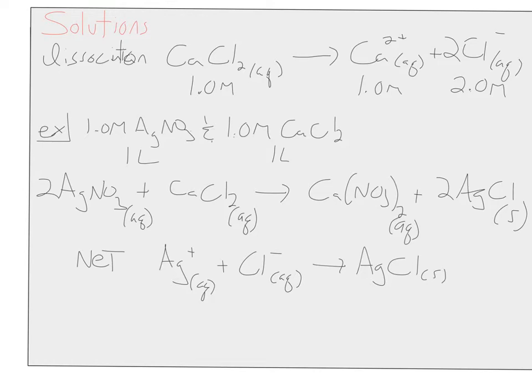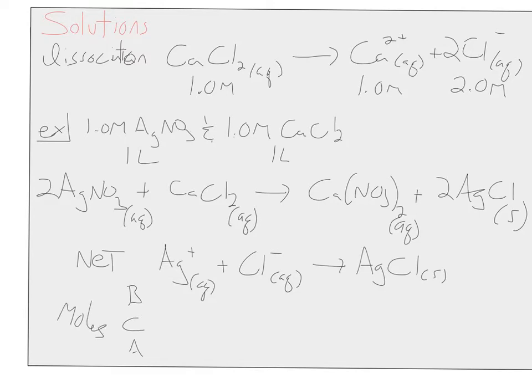The calcium and the nitrate are spectators. The nitrate is aqueous here, and it's aqueous here. The calcium is aqueous here, and the calcium is aqueous here. They didn't do anything. They are spectators. So my net ionic equation is going to be another limiting reactant problem, but you have to do it with individual ions with our mole charts.